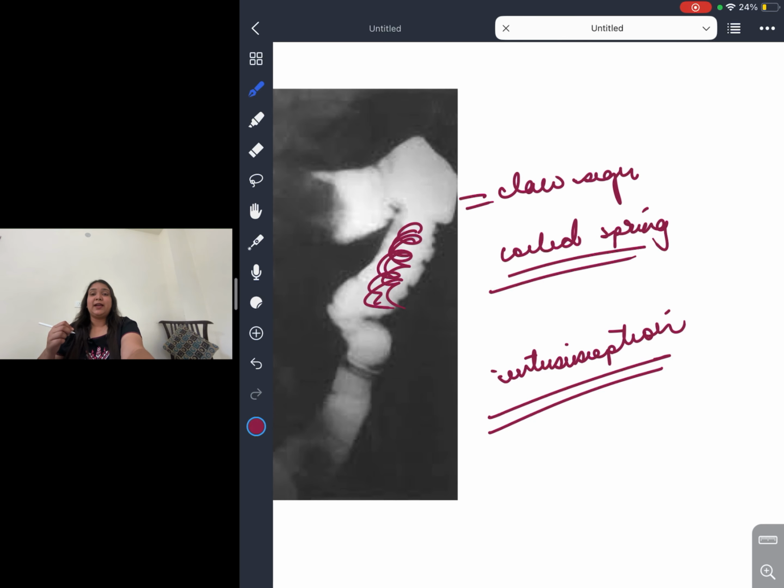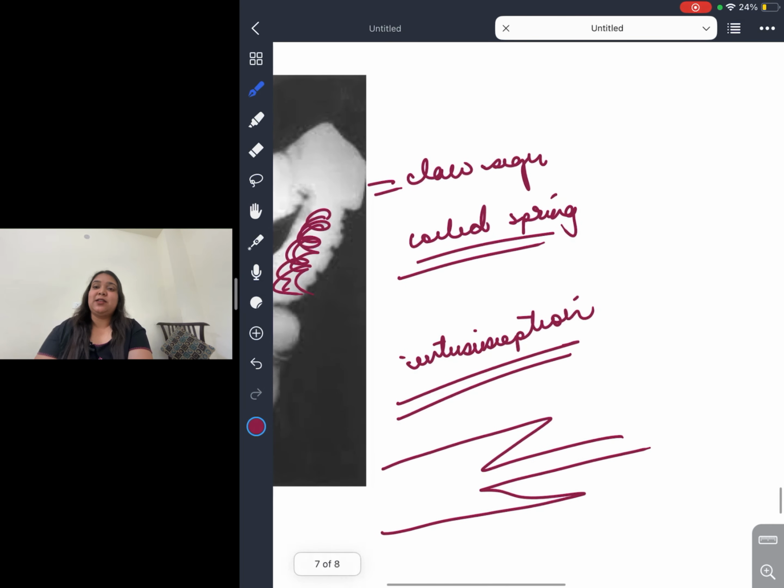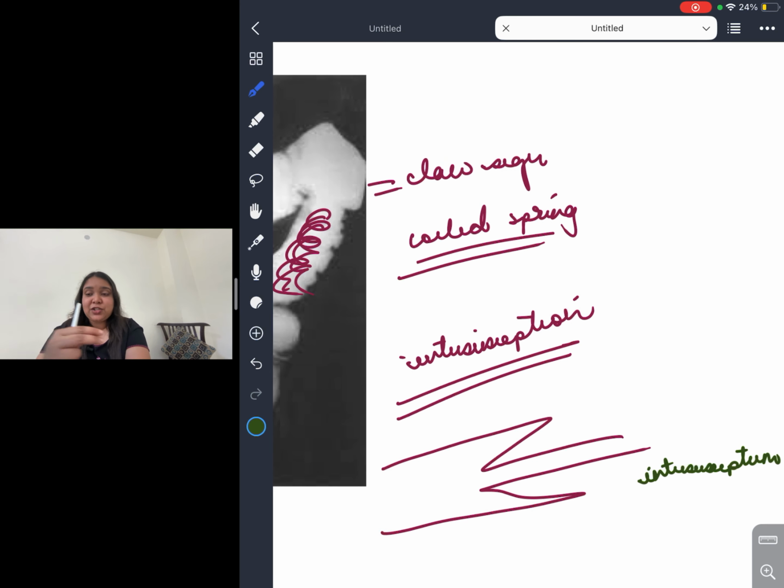Now what happens in this? There is invagination of one segment of intestine into the other. So one segment of intestine goes into the other segment. Like this is one segment of intestine, and this segment is actually going into another segment. The part which is going into the segment is known as the intussusceptum, and the part into which the new part is going is called the intussuscipiens.